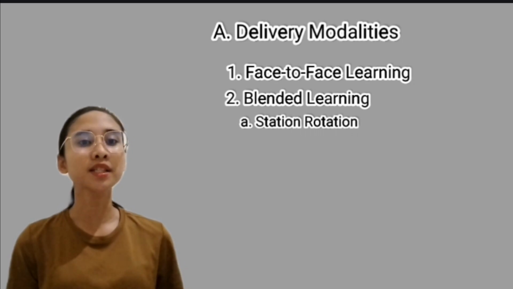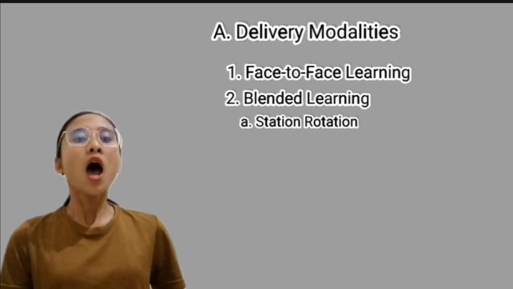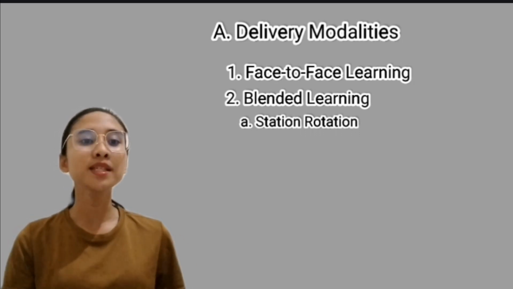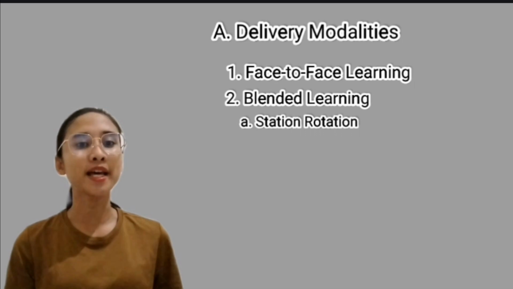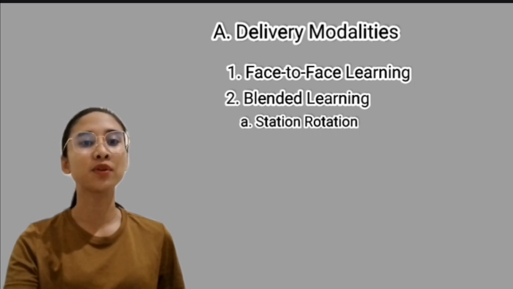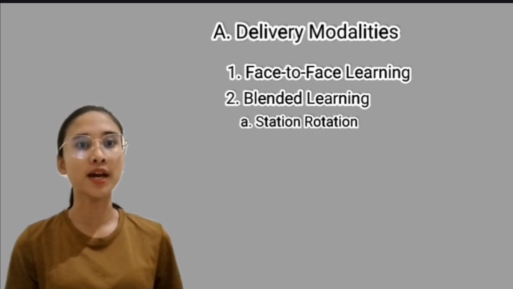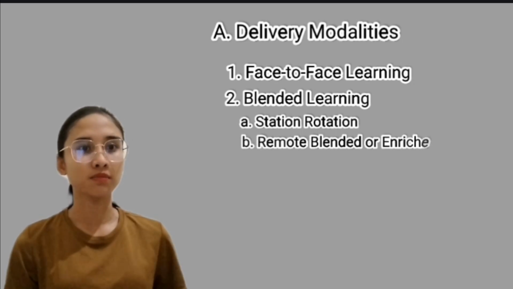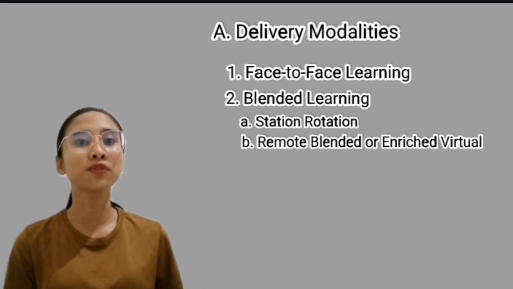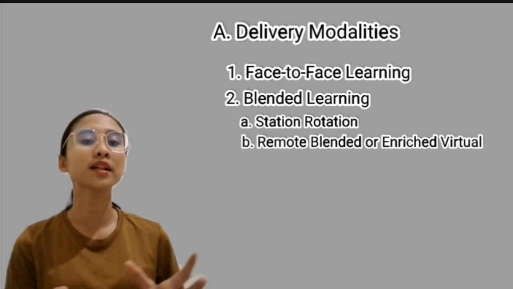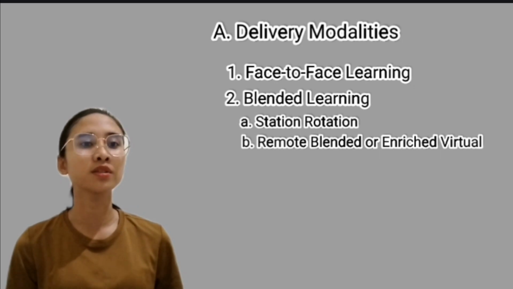Number two, we have blended learning. Blended learning is a combination of face-to-face and online learning. Students experience both physical classroom sessions and digital learning. There are several methods under this. A, we have the station rotation. Students move to different learning stations, and at least one of these stations involves online activities. Each station focuses on a different skill or topic.